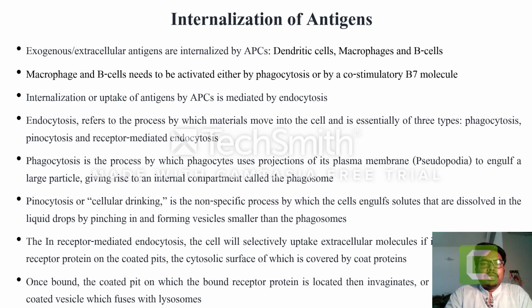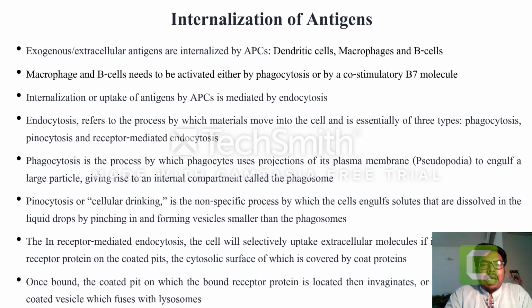The cells which process exogenous antigens are specific and are called antigen presenting cells. Professional antigen presenting cells include dendritic cells, macrophages, and B cells. Out of these 3 cells, dendritic cells are the most prominent antigen presenters as compared to macrophages and B cells, because macrophages and B cells need to be activated by phagocytosis or by a co-stimulatory B7 molecule before they can act as an antigen presenting cell.